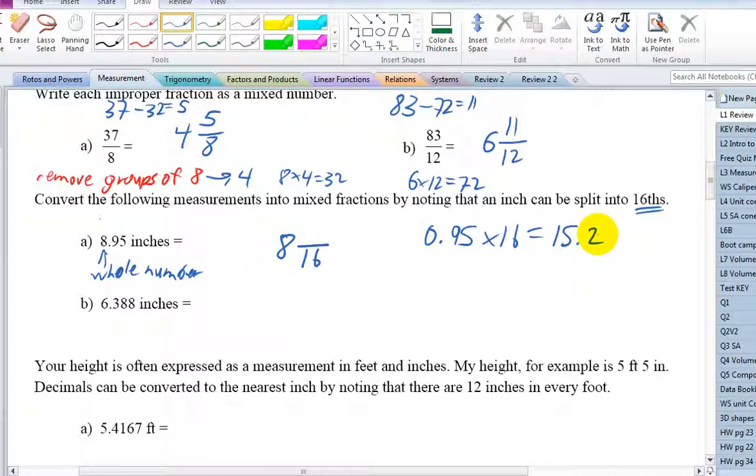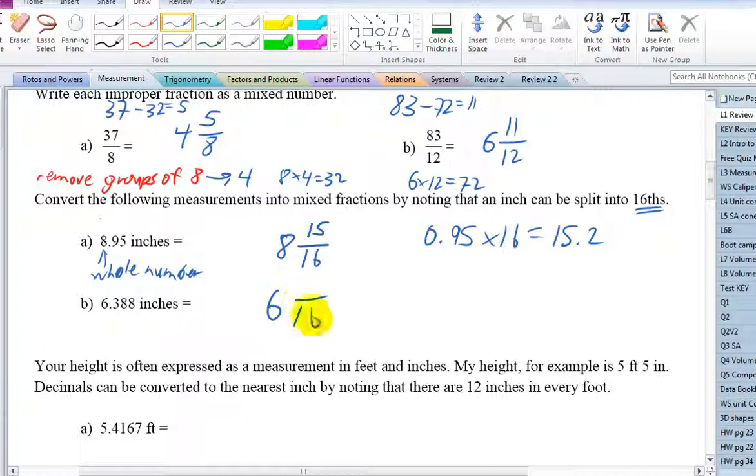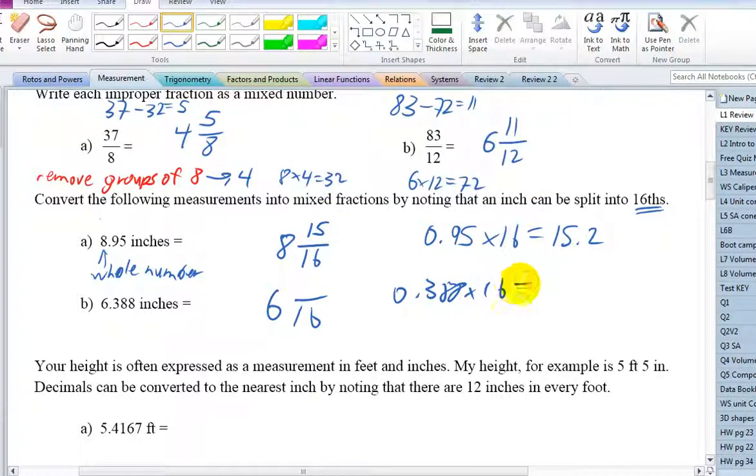So what we have to do is we do have to round. So we don't say 15.2 over 16. That is wrong. We round and we say 15 over 16. 15 sixteenths. Okay? Okay, do the next one then, please. On your calculator. Six and then 0.388 times 16. Good. So 6.208. So it's going to be 6 and 6 over 16.